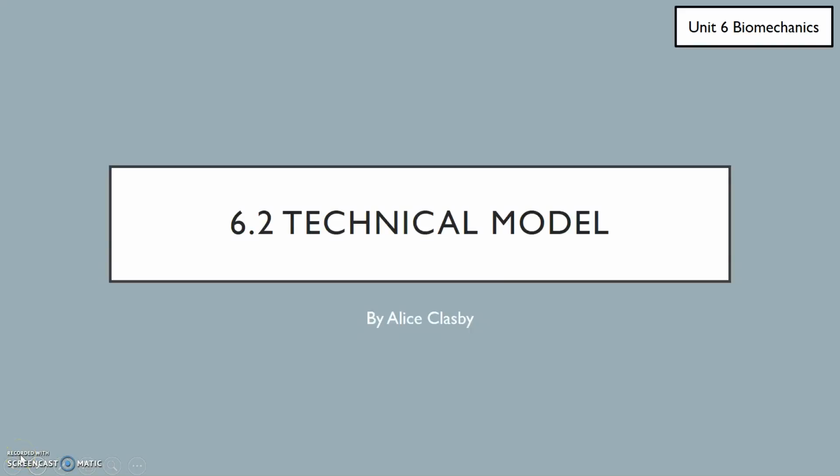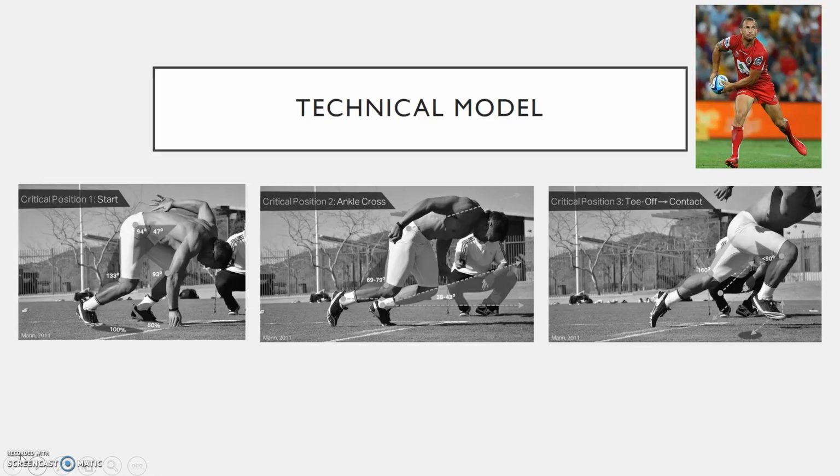Unit 6, Biomechanics, 6.2, Technical Model. A technical model is a model used in sport to help assess sporting performance, to help analyse and look at the quality of a skill.